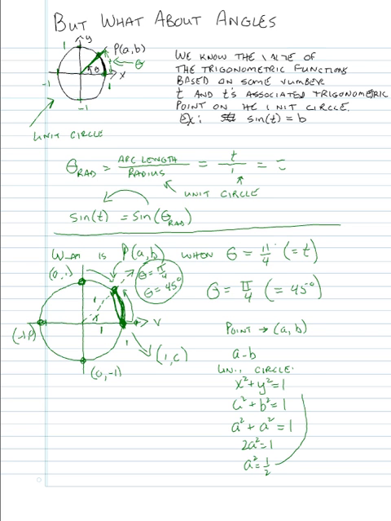Now remember, we're in this first quadrant, and so a is a positive number. So if a squared is 1/2, a would have to be the positive square root of 1/2. And of course, that we could write as the square root of 1 divided by the square root of 2. And the square root of 1 is simply 1. So a is 1 over the square root of 2.